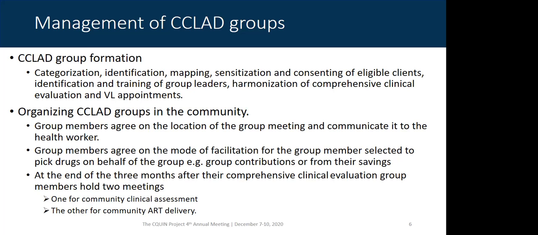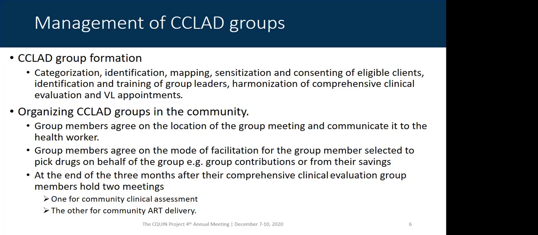Now, organizing CLAD groups in the community, group members agree on a location of the group meeting and communicate it to the health worker. The health worker goes and ascertains that actually that is a suitable meeting place for the group. Group members agree on the mode of facilitation for the group member selected to pick drugs on behalf of the others. This could be through group contributions or from their savings.